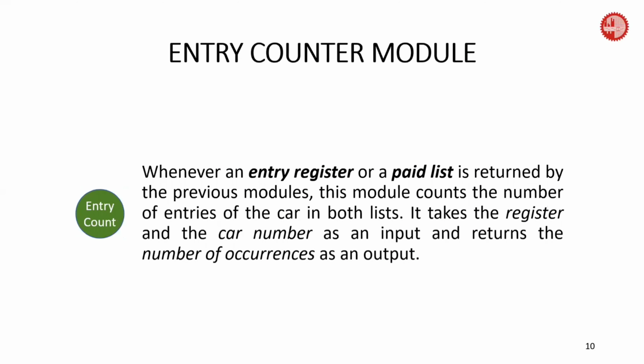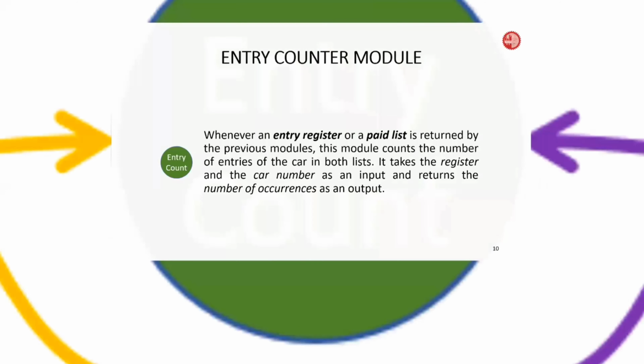The entry counter module: whenever the previous modules return an entry register or a paid list, this module counts the number of entries of the car in both lists. It takes the register and the car number as an input and returns the number of occurrences as an output.